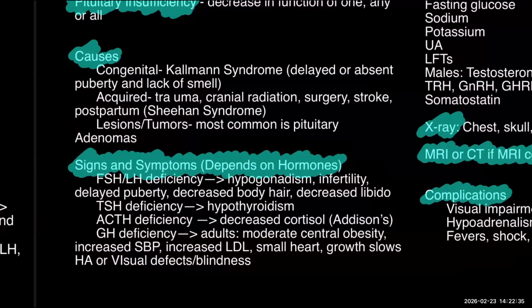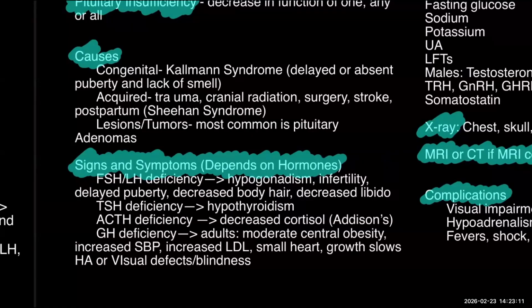Acquired causes: trauma, cranial radiation, surgery, strokes, postpartum. You'll see it. We do that a lot later on today, called Sheehan syndrome, where after they deliver a baby, they get an infarct in the pituitary gland in the vessel, and there's no blood going to the pituitary gland, so it atrophies and dies off. You'll see that again. In order for it to be a Sheehan syndrome, I have to mention something about postpartum, delivering a baby very recently. Those are the keys for that.